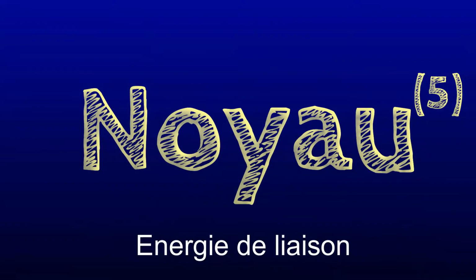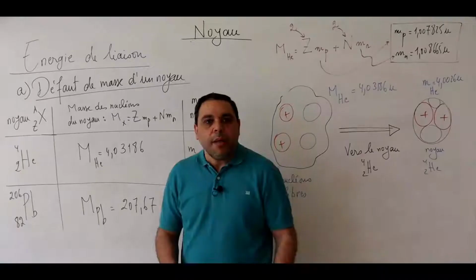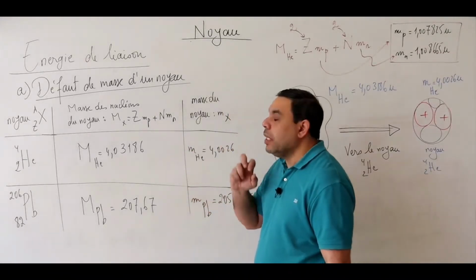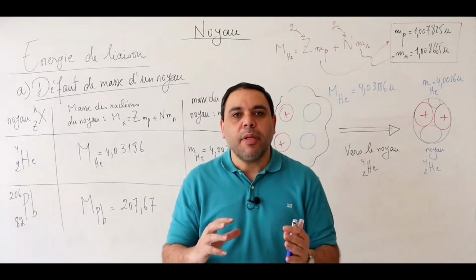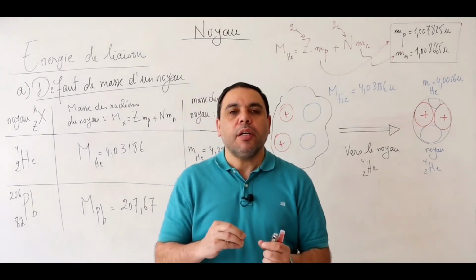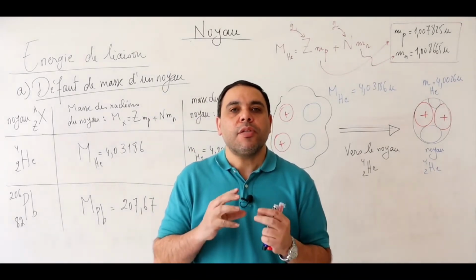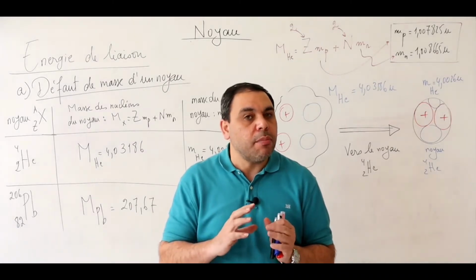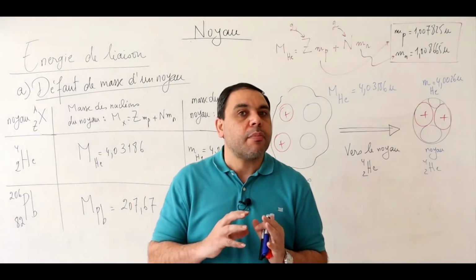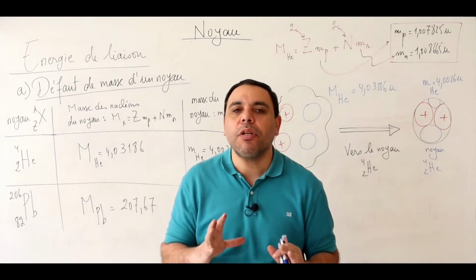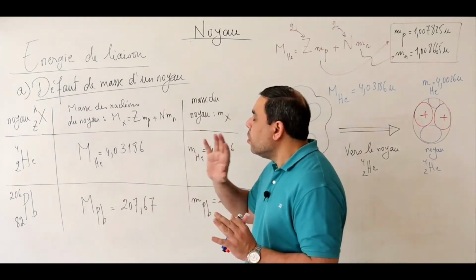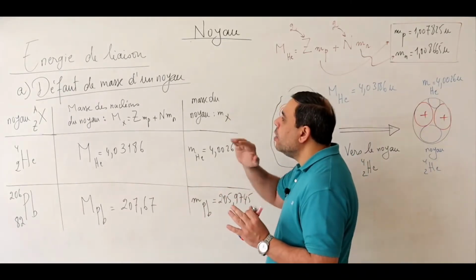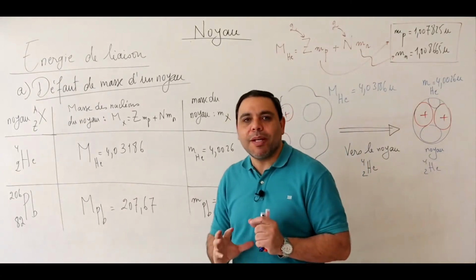The nucleus, part 5. Now we're going to talk about the binding energy. In this paragraph, we're going to determine the formula that gives the binding energy of a nucleus. That is the minimum energy necessary for separating the nucleus into its nucleons. We're going to start by the mass defect of the nucleus.